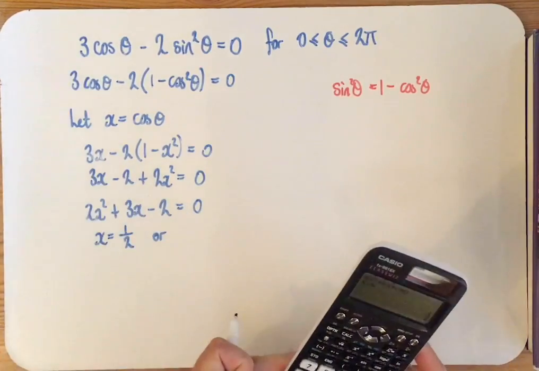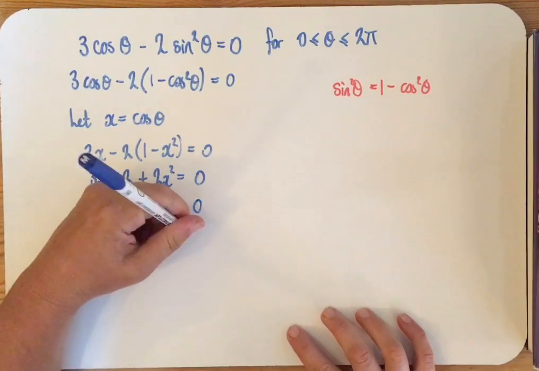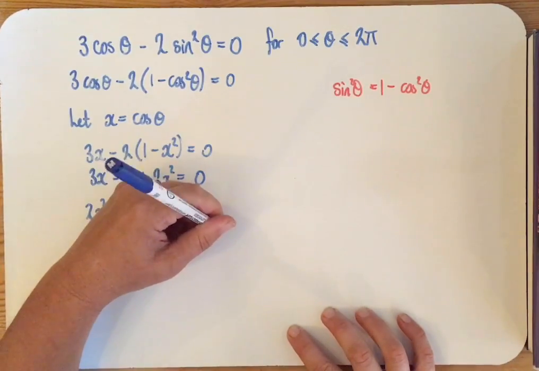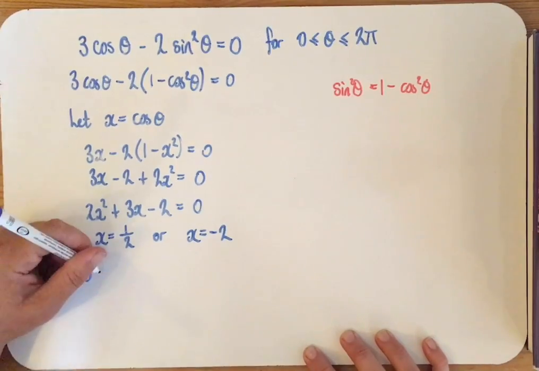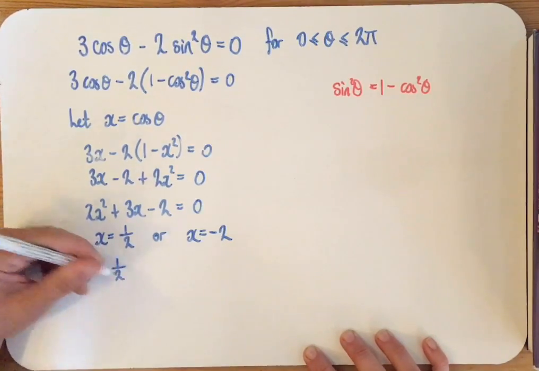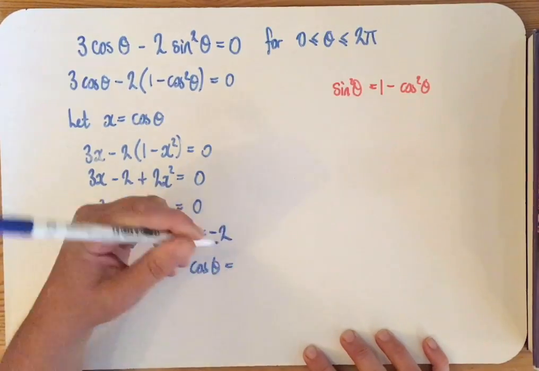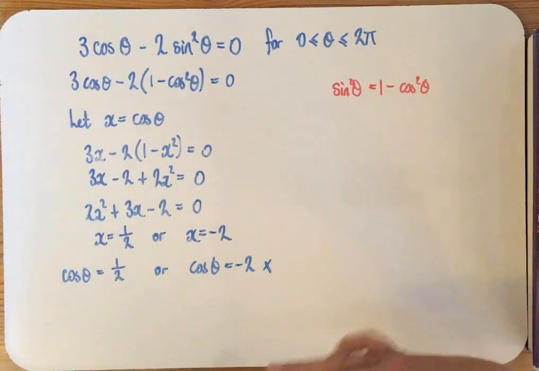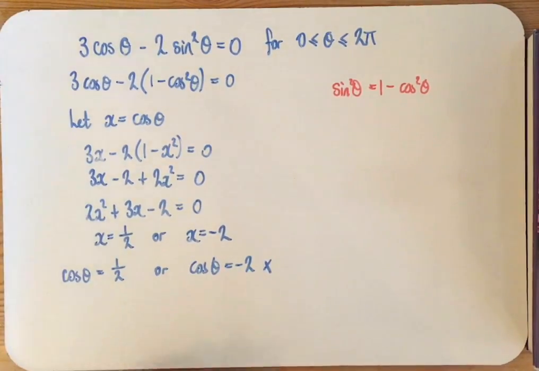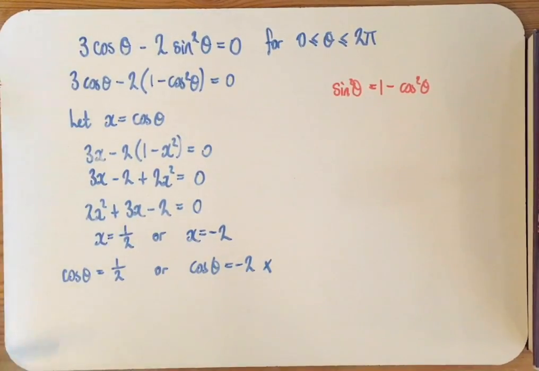And you get x equals a half, or x equals minus 2. X is cos theta, so cos theta equals a half, or cos theta equals minus 2. Cos theta cannot equal minus 2. It's sandwiched between 1 and minus 1 if you think about that cos curve. So that's not possible. If you try and do shift cos minus 2, your calculator will give you a maths error anyway.